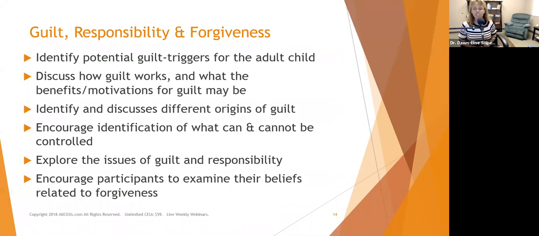And we encourage participants to examine their beliefs related to forgiveness. We do a whole group on forgiveness, and I usually start out with the F word, because people don't want to talk about that. People feel like forgiving means accepting and saying it was okay. And forgiveness is a power play. I tell my clients this all the time.